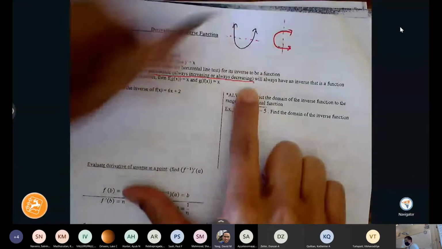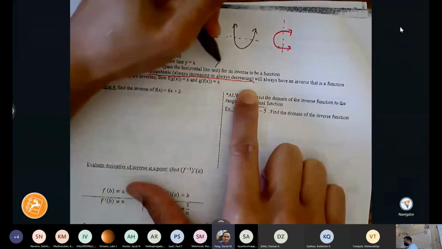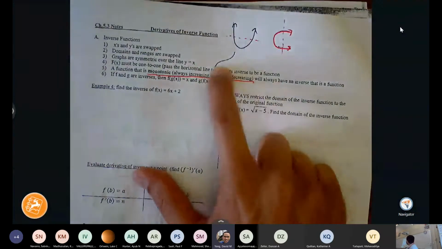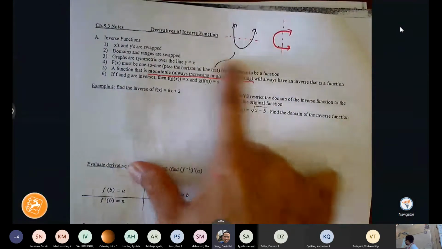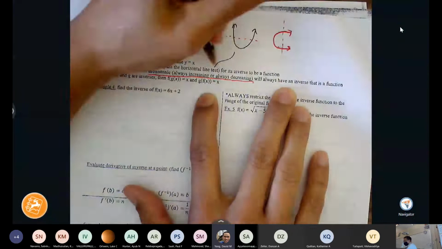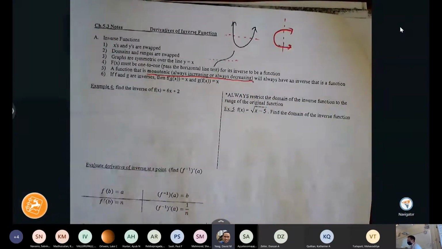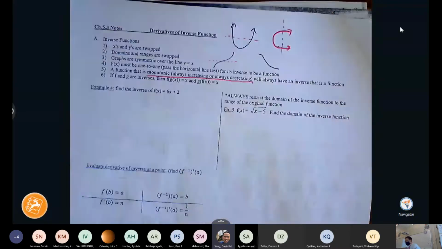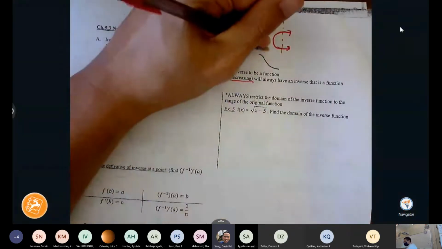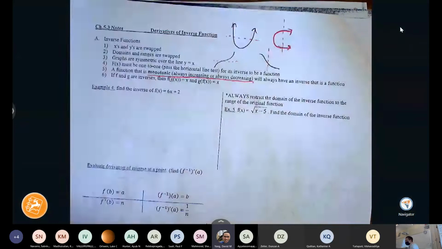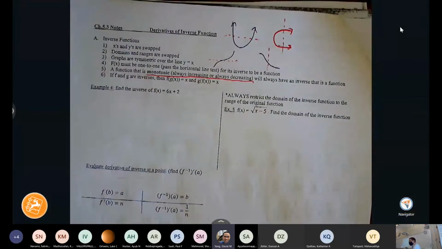Okay, so if a function is always increasing or decreasing, maybe the graph looks something like this. This will pass the horizontal line test. I'm only going to touch one point no matter where I draw my horizontal line. But once I flip it to its side, it's guaranteed to pass the vertical line test. So if the function is always rising or always falling, then we know that its inverse is going to remain a function.